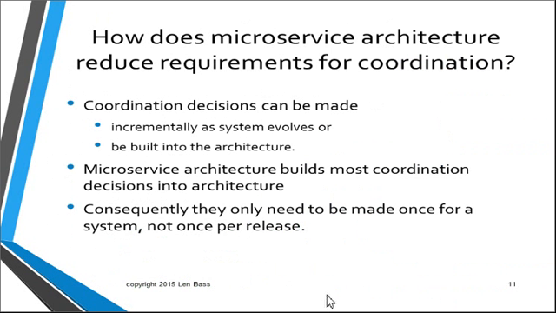So let's look at coordination decisions. Coordination can be made incrementally as the system evolves or built into the architecture. And microservice architecture either builds most coordination decisions into the architecture or delegates them to the team. So consequently, these kinds of decisions only need to be made once for a system, not once per release.